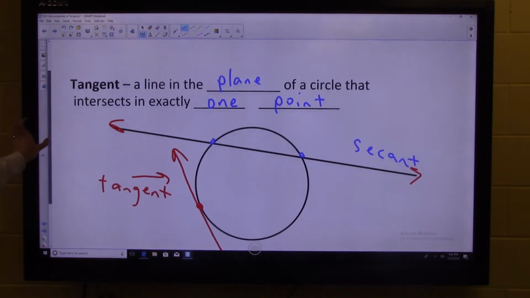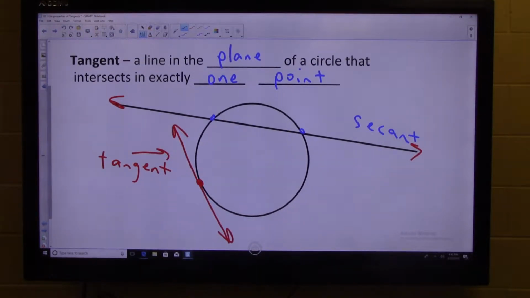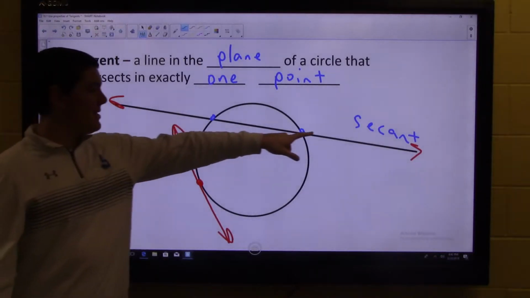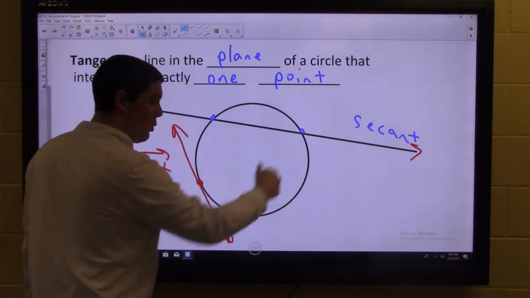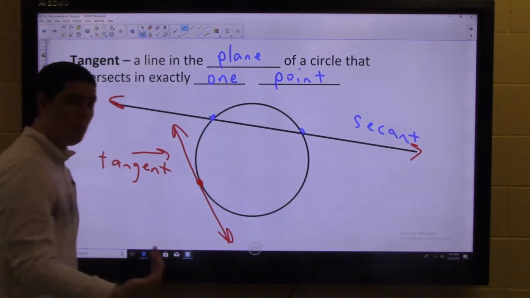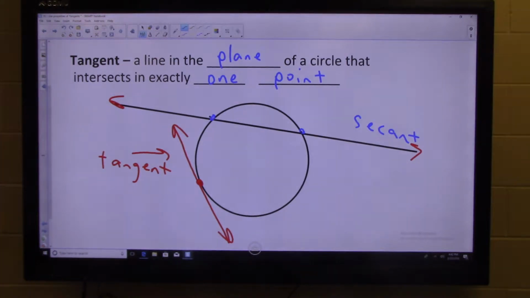Right here I've got these 2 drawn. So hopefully you guys have written that down in your guided notes. Hopefully you recognize there's a big difference between the two. Obviously, this is a secant because it intersects the circle at 2 points. Right here and there. 1, 2.